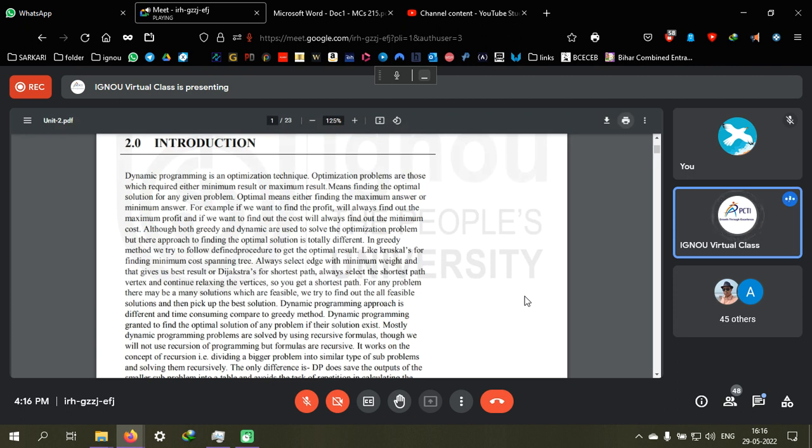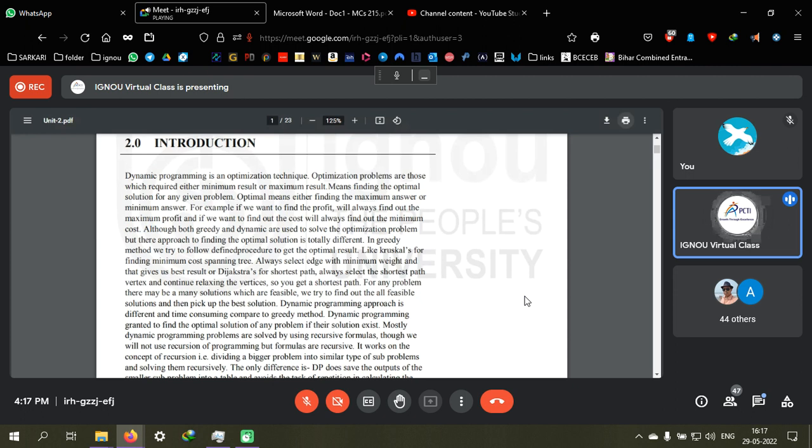That means both greedy and dynamic are used to solve optimization problems, but their approach to finding the optimal solution is totally different. In a greedy method, we always try to follow the defined procedure. For example, Kruskal. Using Kruskal, we are finding the MCST, that means minimum cost spanning tree. Always select the edge with minimum weight, and that gives us the best result. So this is the example.